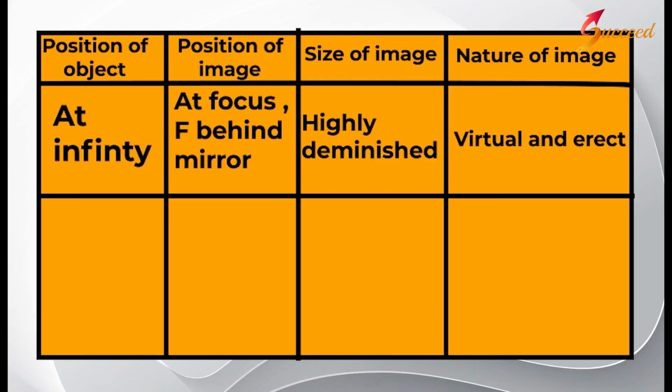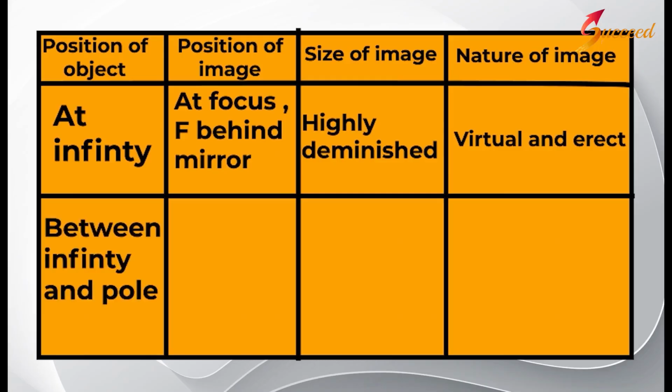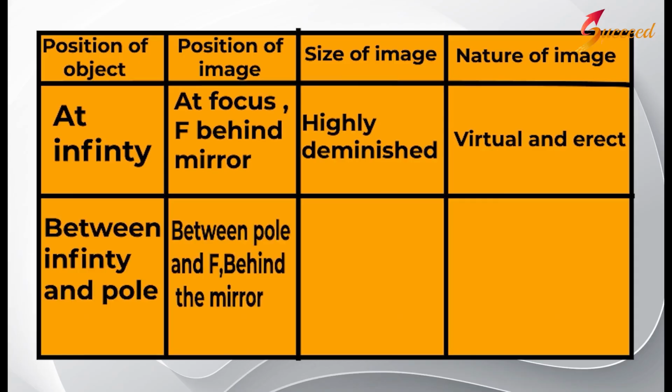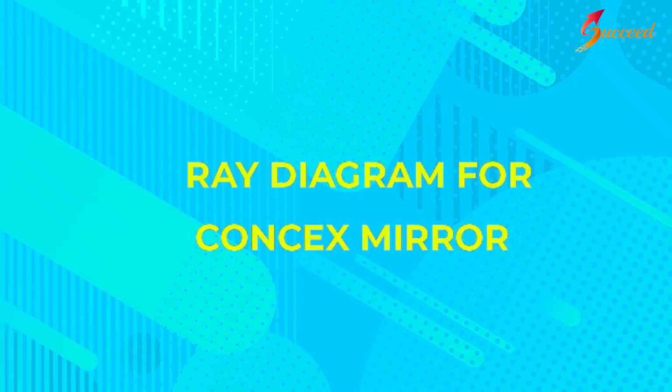Now let us place the object between infinity and pole of the mirror. The image is formed between the pole and the focus of the mirror. It is formed behind the mirror. It is diminished, virtual and erect. Now let us try to draw the ray diagrams for these two situations.